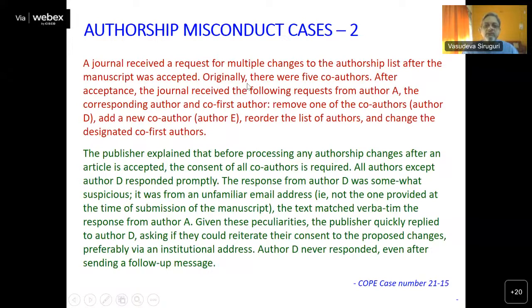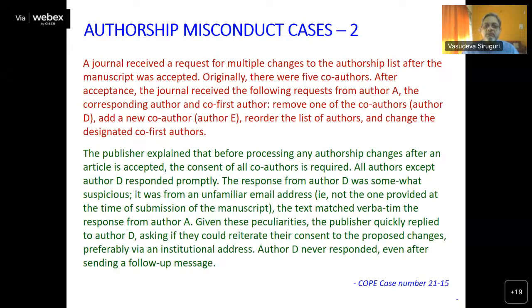And what were these changes? Originally, there were 5 co-authors. And after the acceptance, a request was received from some author A, the corresponding author and a co-first author. And what was the request? You remove one of the co-authors, say person D, and add a new co-author E, and reorder the list of authors and change the designated co-first author. I mean, this was something which was totally, in a way, unethical. Because why should you suddenly remove one of the authors and add another author?